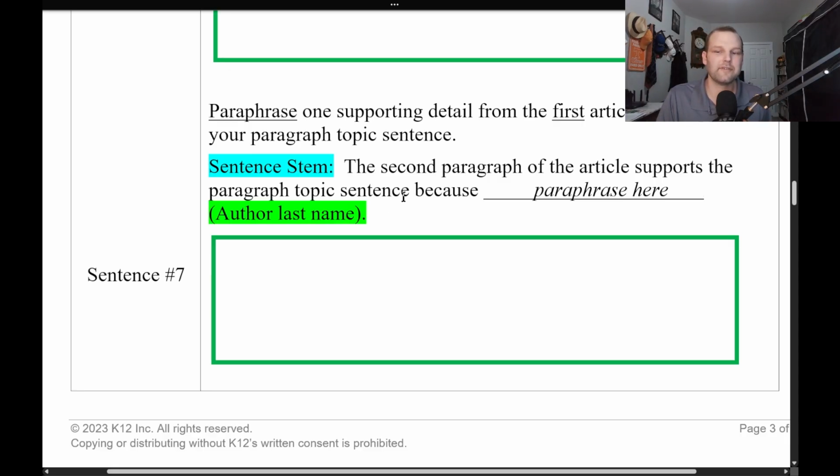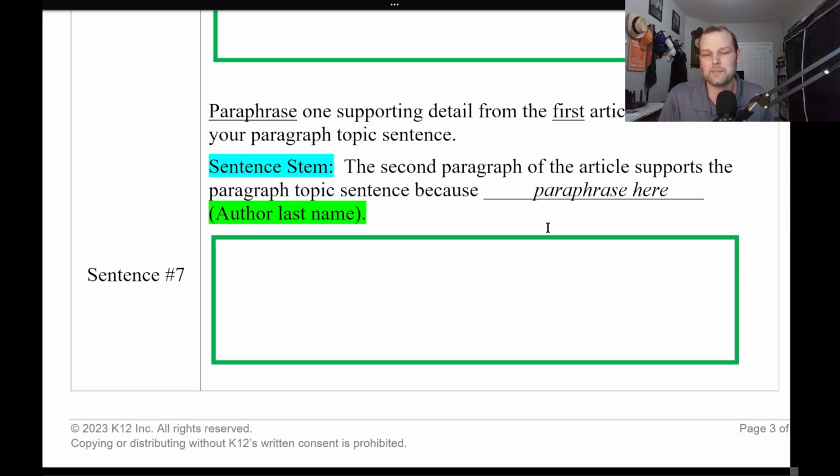So, sentence starter: the second paragraph of the article supports the paragraph topic sentence because, and then paraphrase. Paraphrasing occurs when you are rewriting the author's words in your own words. Instead of providing a direct quote and copying what they said word for word, you're rephrasing what they just wrote in your own words and then give them credit for that because you're getting those ideas from them. Those ideas you are not coming up with on your own. Those ideas you're getting from the author.